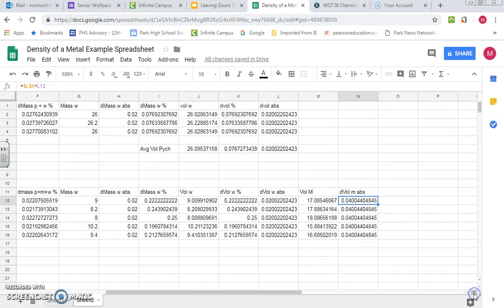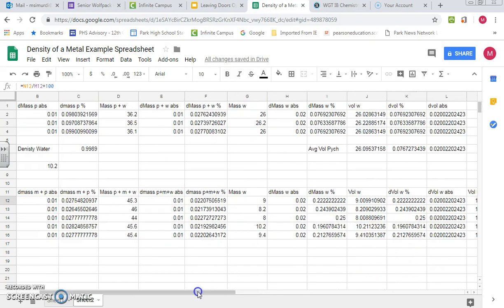And for good measure, I'm going to get the volume of the metal percent, okay, and that's going to equal this absolute divided by the total volume times 100, and we will fill that down. And so I've got these for percentage uncertainties. And now lastly, I can get the mass. Do I have the mass of the metal?